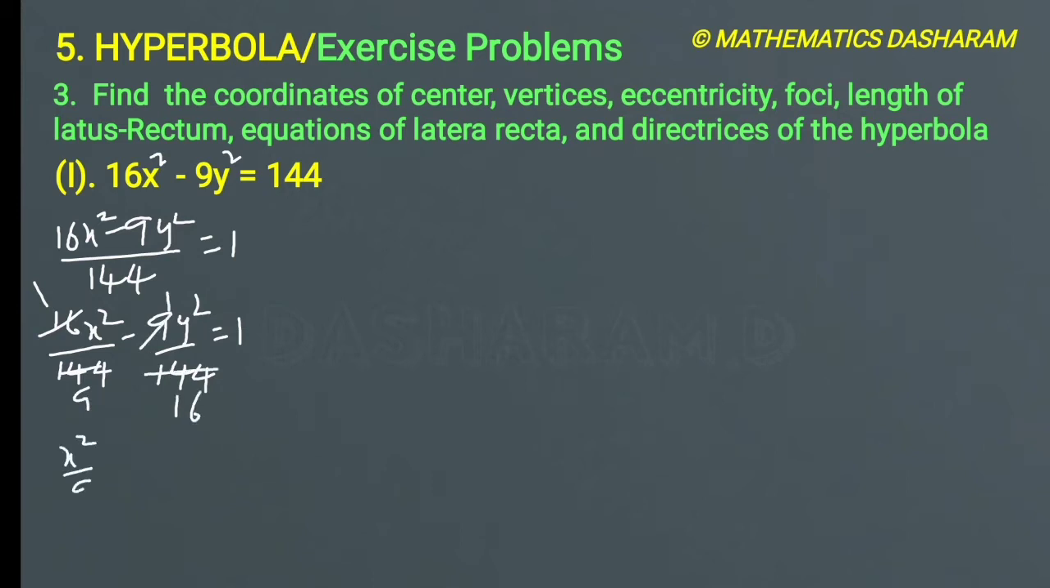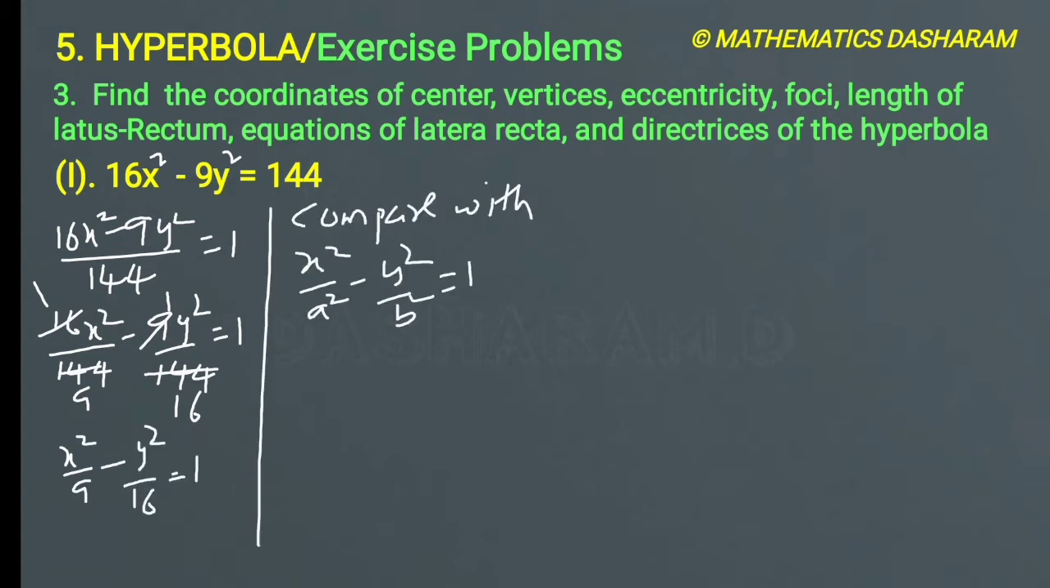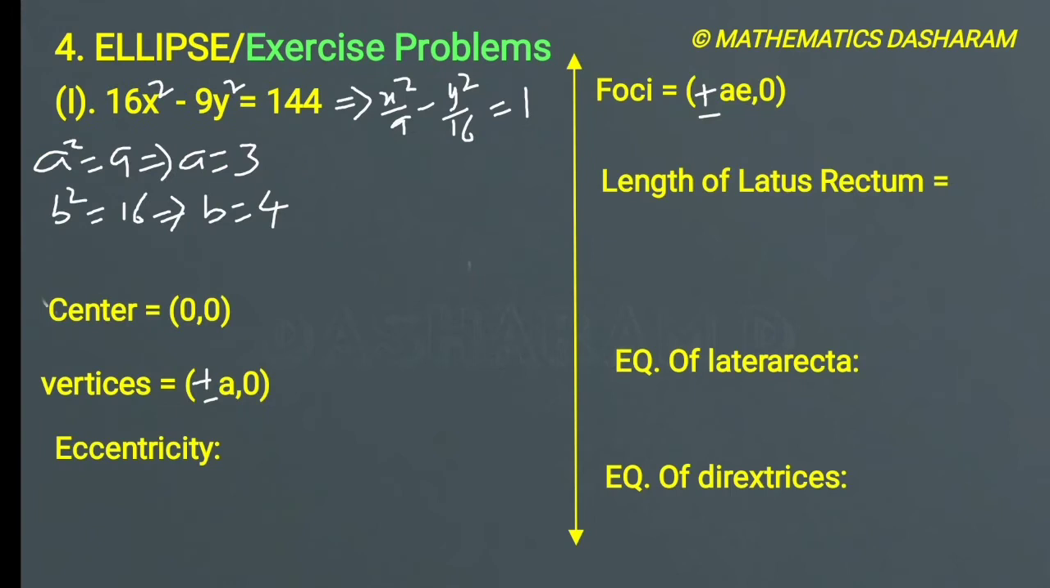x² divided by 9 minus y² divided by 16, so a² equals 9. This implies a equals 3. Next, b² equals 16, then b equals 4. So the center is (0, 0). Next, vertices (±a, 0). So the value of a is 3, so (±3, 0).